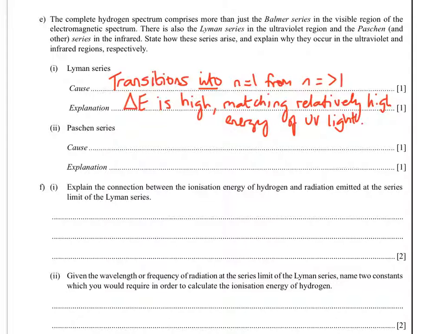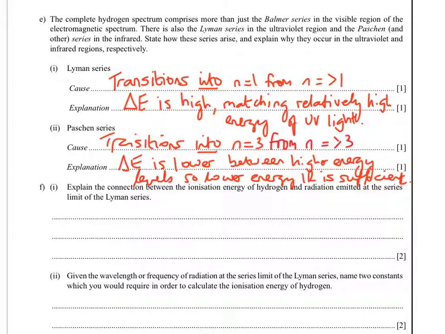So because we said that delta E is high, it matches the relatively high energy of the UV light. So to get the electron to go up to that much higher energy level and then drop back down, it would require higher energy or higher frequency photons, and they would match UV light. The Paschen series is in infrared. So this time the Paschen series is a transition into n equals 3. So delta E is lower between higher energy levels, so lower energy infrared is sufficient to achieve this.